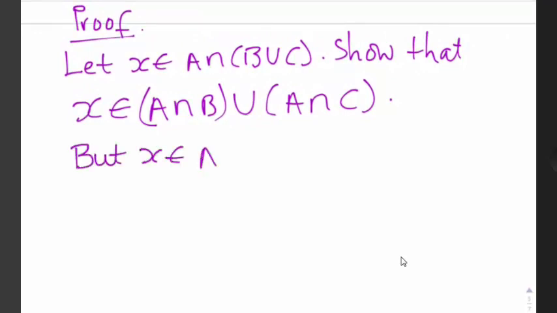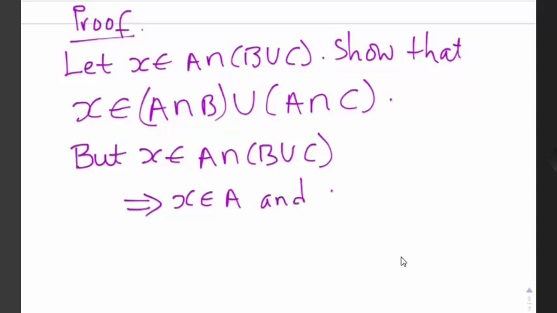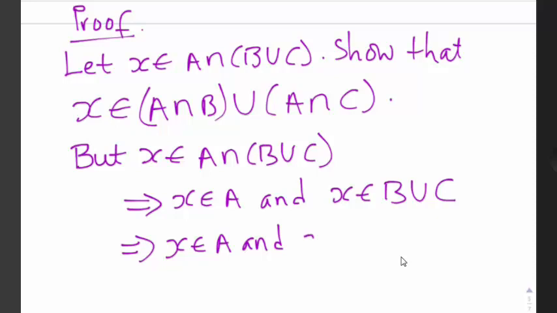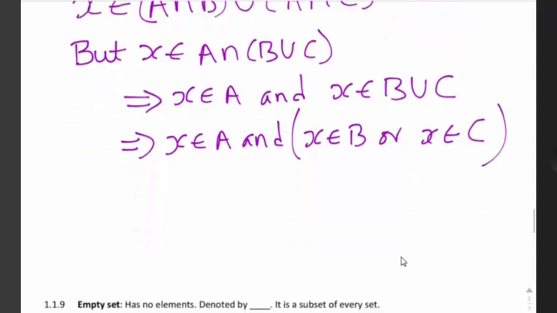But X in A intersection (B union C), what does that mean? By the definition of intersection, that means X is an element of A and X is an element of B union C. What does that mean? It means X is an element of A and X is an element of B or X is an element of C. And you could put a nice parenthesis right here so that you can read it with understanding. It means X is in A and, parenthesis, X is in B or X is in C.